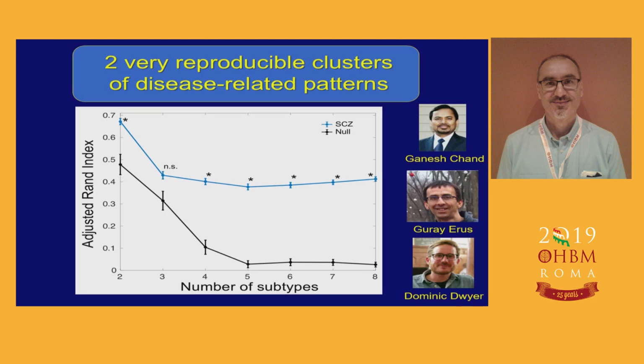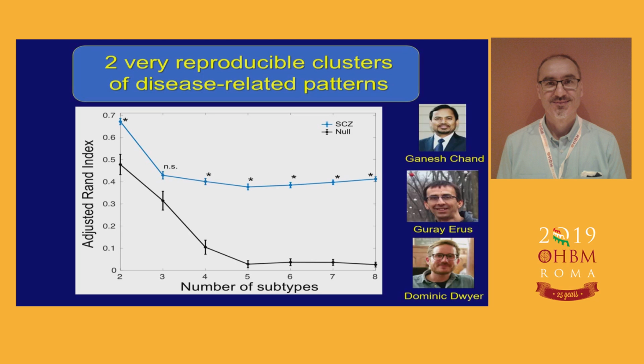Now, we applied the same methods more recently to the Phenome Consortium. We restricted the analysis to people who are less than 45 years old to avoid the chronicity effects, or the accelerated aging effects in chronic patients. This is work led by Ganesh Chand and Greyers in my group and Dom with the Munich group. We basically found two very reproducible, I want to say clusters, but again, using the Hydra method, this is essentially two very reproducible patterns in which schizophrenia patients differ from controls.